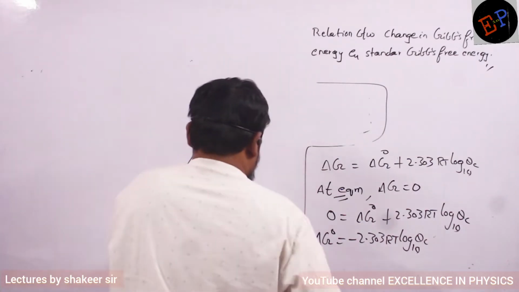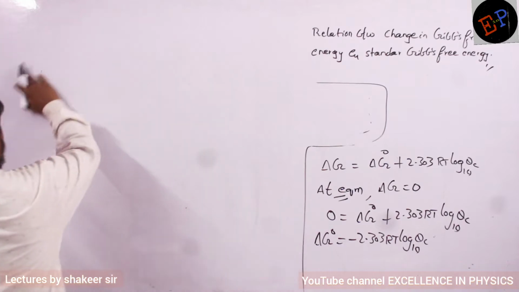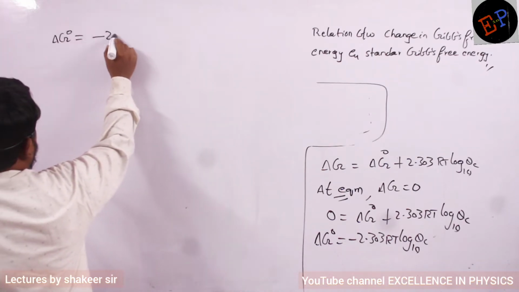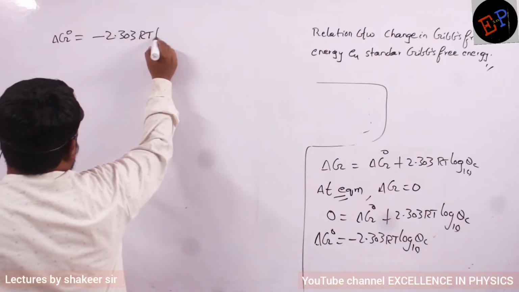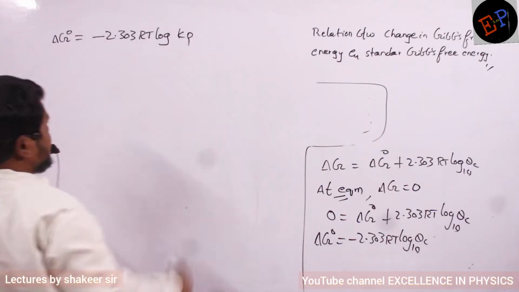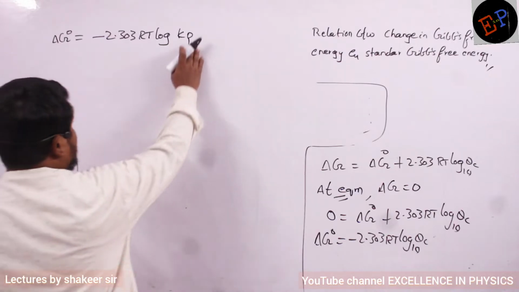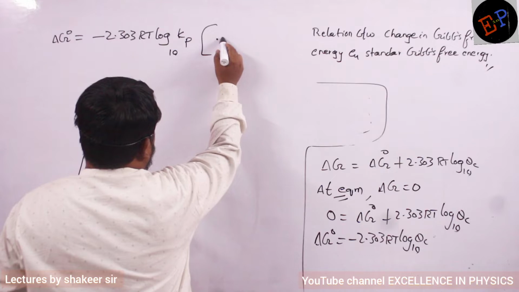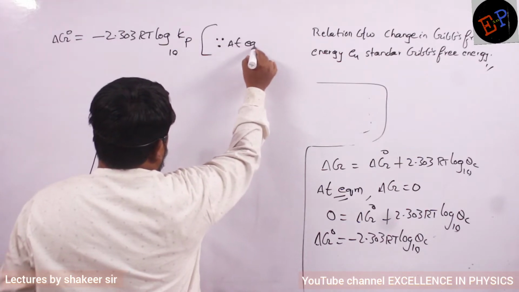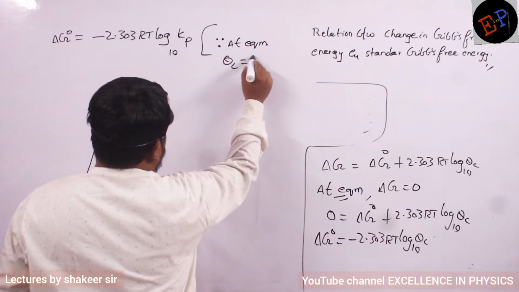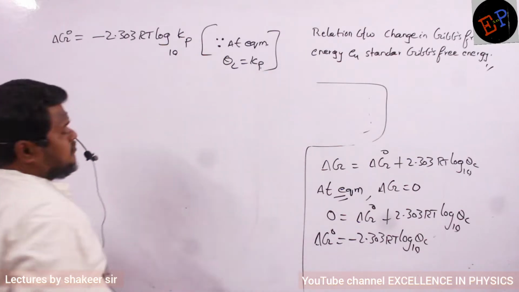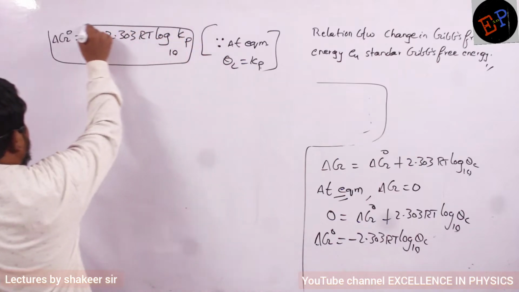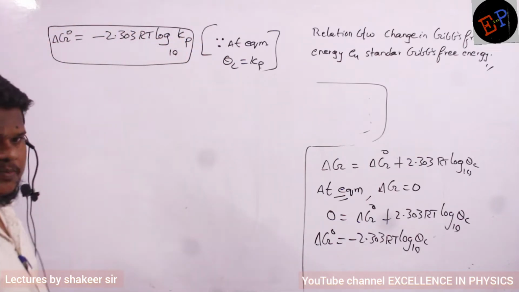Okay, so this equation again I will write like this. Standard Gibbs free energy is equal to, I can write like this, log Kp to the base 10. Why am I writing like this? Because at equilibrium, QC is nothing but Kp. Is it clear? So this is the relation which I got at which condition? At equilibrium. Are you able to understand?